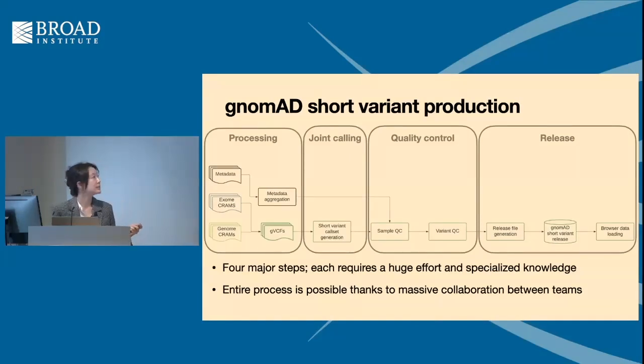So to quickly summarize this section, the short variant production has 4 major steps. Each step requires a huge effort from 1 or more teams and extremely specialized knowledge. And then the entire process is possible thanks to this collaboration between the various teams.